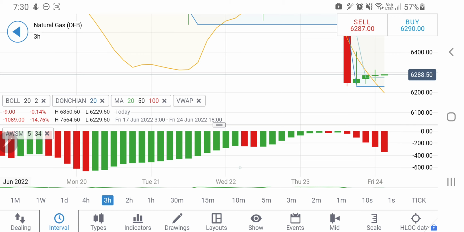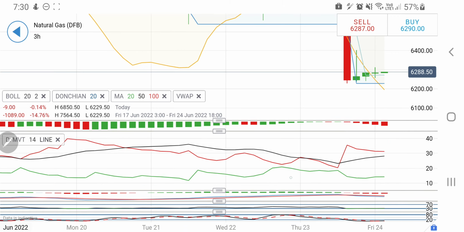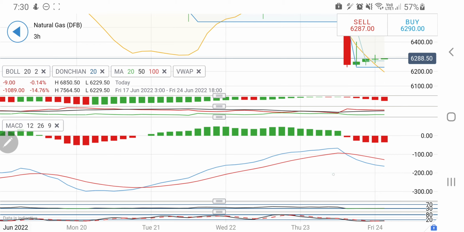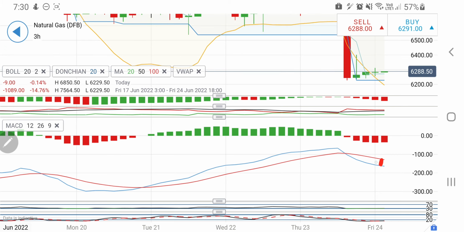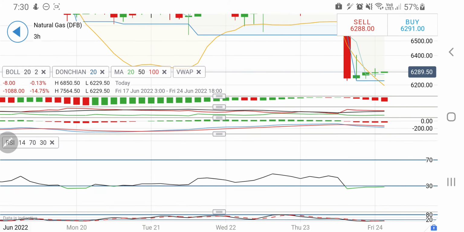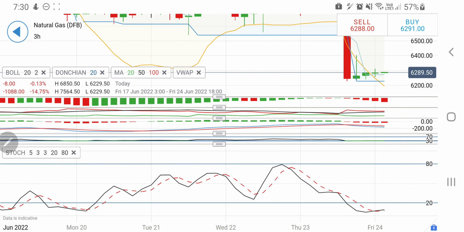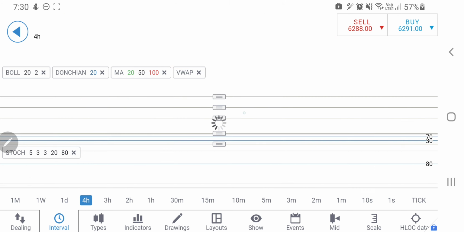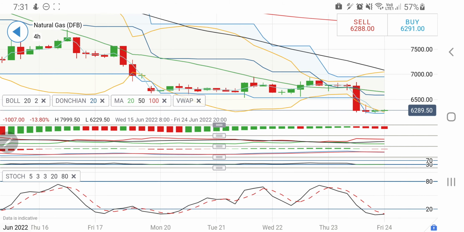Oscillators are trading on the sell side. Directional movement is bearish. The MACD has also traded on the sell side, but it is trying to converge. RSI oversold, indicative of a bounce back. Stochastic oversold, indicative that there might be support and it might bounce back.